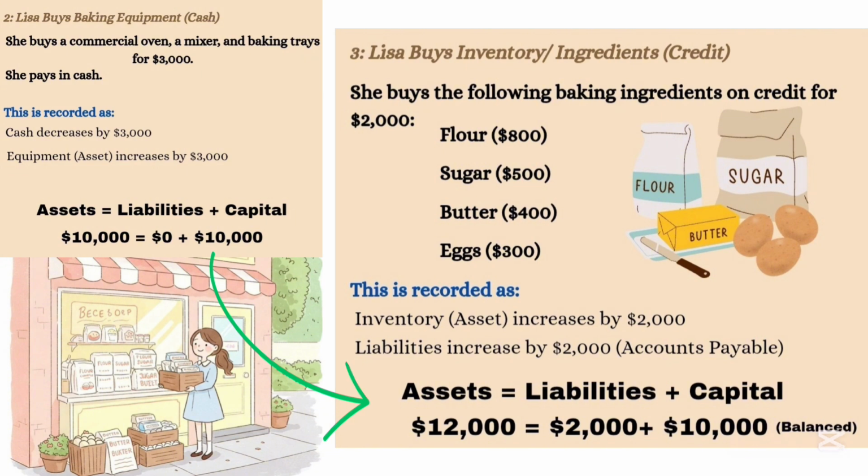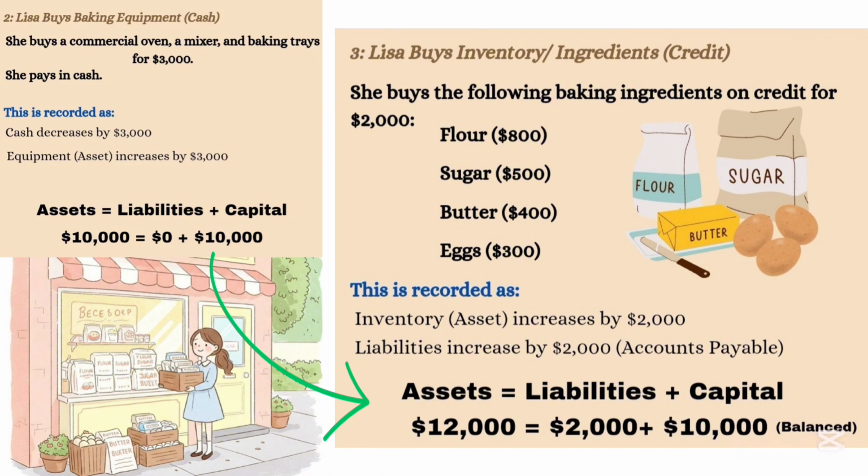Lisa buys inventory: ingredients like flour, sugar, butter, and eggs on credit. That means she's taking the ingredients now but will pay later. The total cost is $2,000. Since she's not paying right away, two things will happen. One, her assets increase because she now owns more inventory. Two, her liabilities increase because she owes the supplier money.